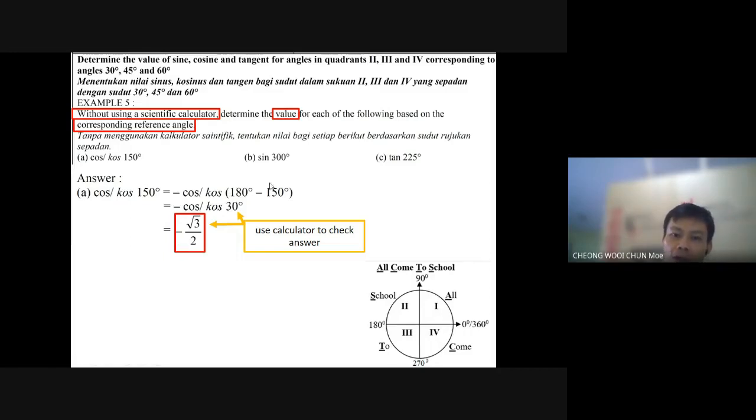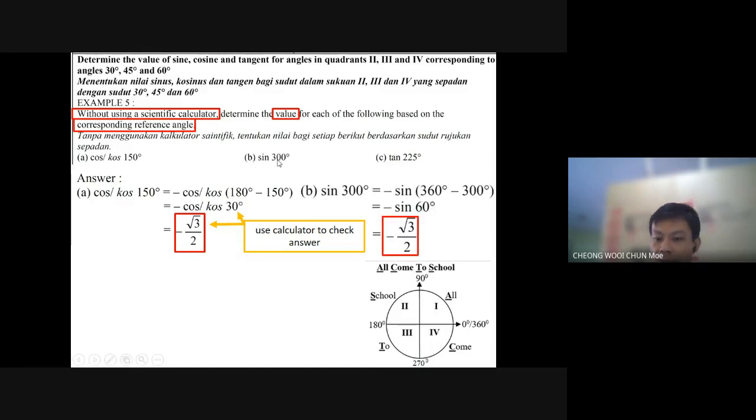Okay, so we look at B. Sine 300, where is sine 300? It is quadrant 4 because it is more than 270 but less than 360. In quadrant 4, only cos is positive, so sine will be negative, so you get the negative sign.